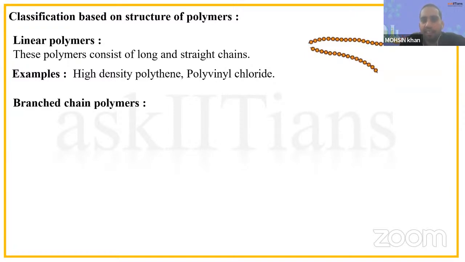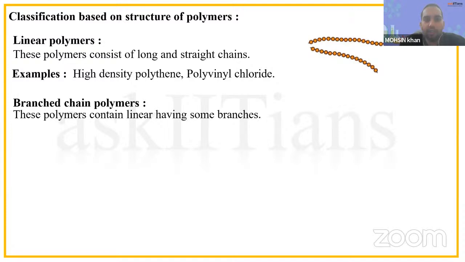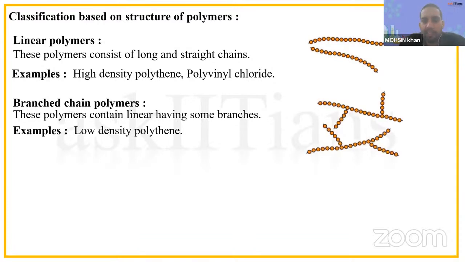Next, we have branch chain polymer. In branch chain polymer, what happens? In a linear chain, we have branching. So the linear chain has some branches. An example is low density polythene, LDPE as it is known. So you can see in this chain, we are having branching. When we have branching in a chain, we call them branch chain polymer.